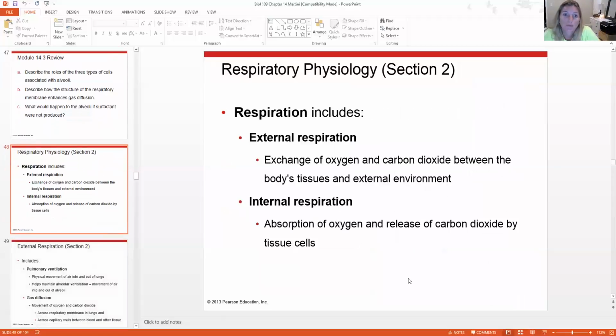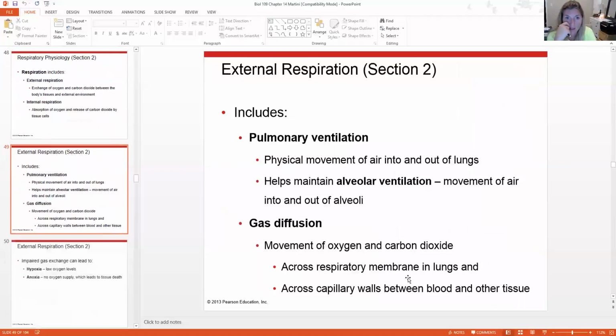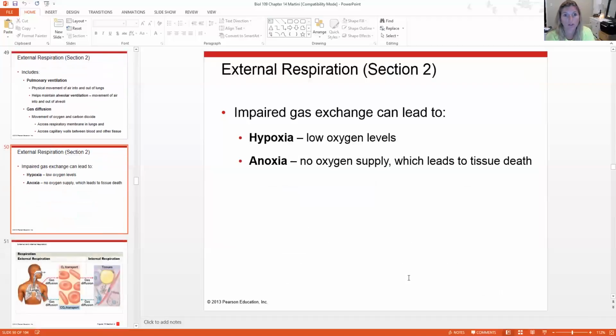Now let's talk about respiratory physiology. There's really two parts to respiration. There's external respiration, which is getting the air, oxygen into and out of the body. Then you have internal respiration, which is getting the oxygen and carbon dioxide in and out of the tissue cells. So external respiration includes pulmonary ventilation and gas diffusion. So there's two steps. Physically getting the air in, maintaining alveolar ventilation, movement of air into and out of the alveoli, and then diffusing that gas across that respiratory membrane. So two parts to external respiration.